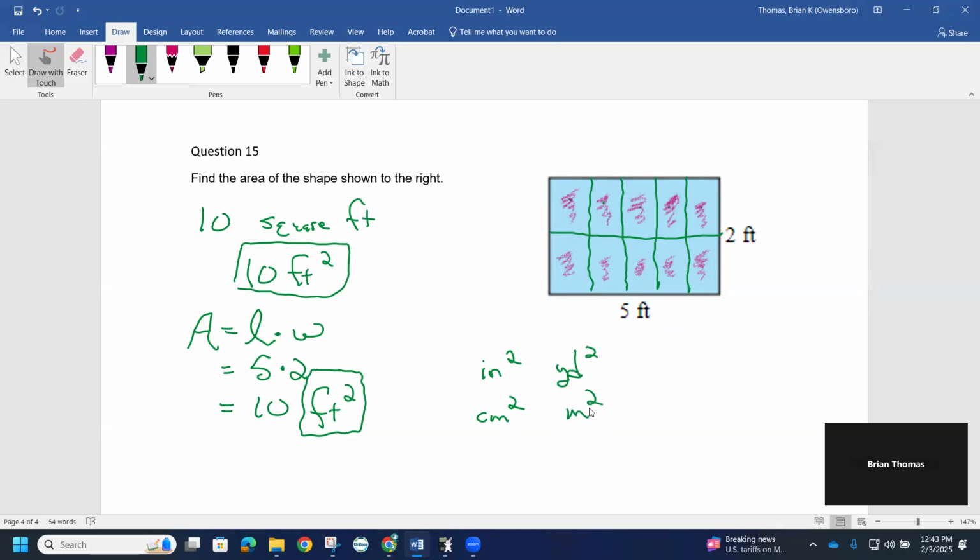So anything involving area, we have to put our unit of measurement to a power of 2 because what we're measuring is how many squares are inside that shape. So rectangle we probably are familiar with.